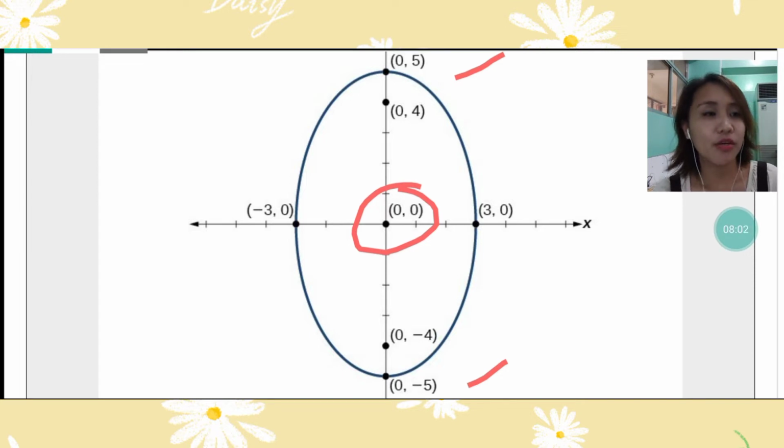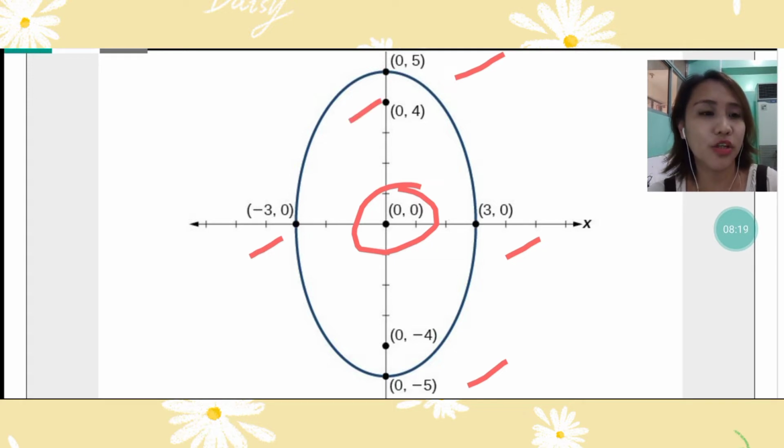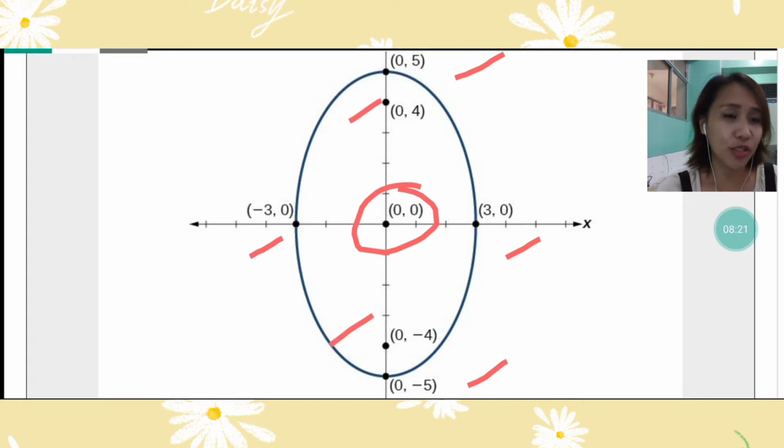For the minor axis, the co-vertices, I mean, are 3, 0 and negative 3, 0, that's 3 units to the right, 3 units to the left. And for the foci, that's 0, 4 and 0, negative 4. So that's 4 units up, then 4 units down.